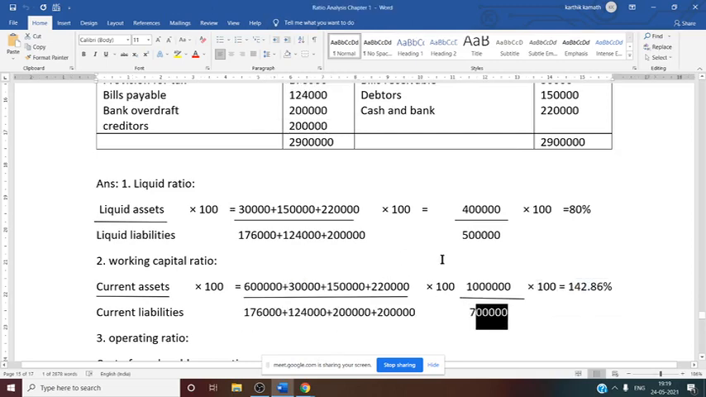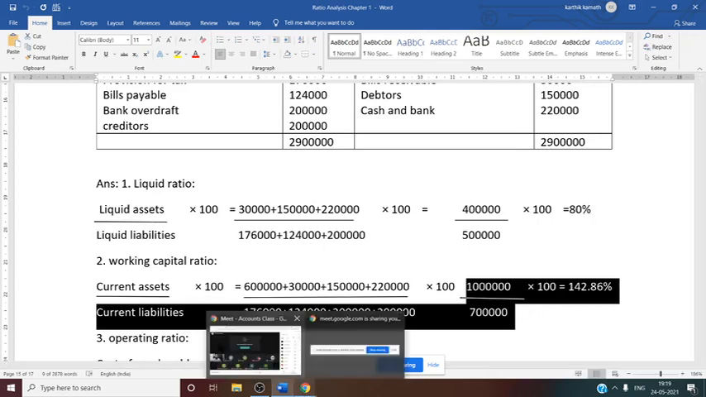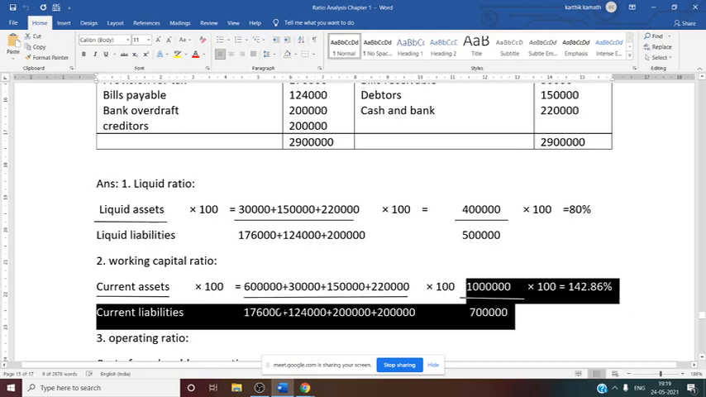If you add this, you will get current liability as 7 lakh. So now the working capital ratio answer is 10 lakh divided by 7 lakh into 100, 142.86% or 1.43:1. So now we calculated the liquid ratio, then the working capital ratio or current ratio. Next they have asked you in the question to calculate the operating ratio.